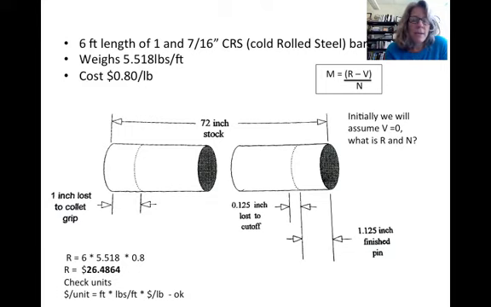So R is the cost of this bar stock. If we went to the store and wanted to buy, I don't know, we went to Home Depot, I don't even know if they sell these bar stocks there, but if you wanted to buy them, then you would say, well, I want 6 feet, so that's what this is. And the weight is 5.58 pounds per foot, and they cost 80 cents a pound.